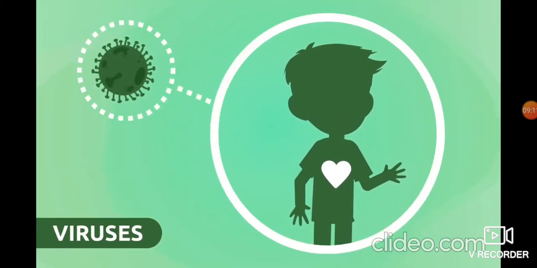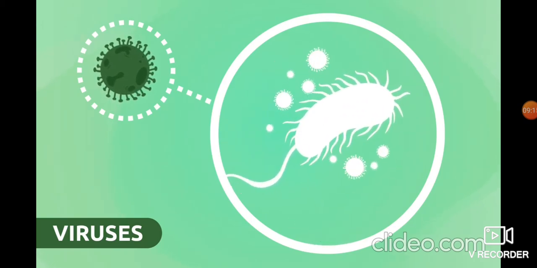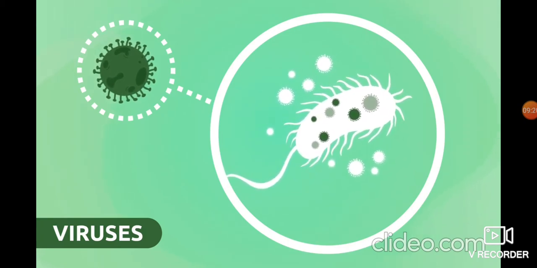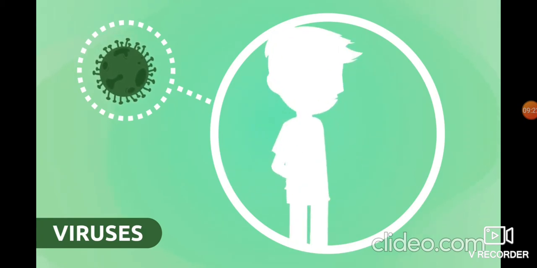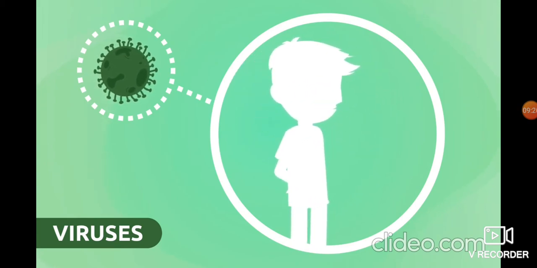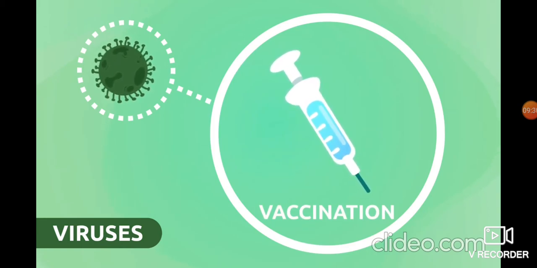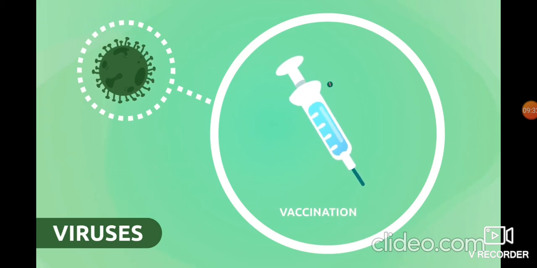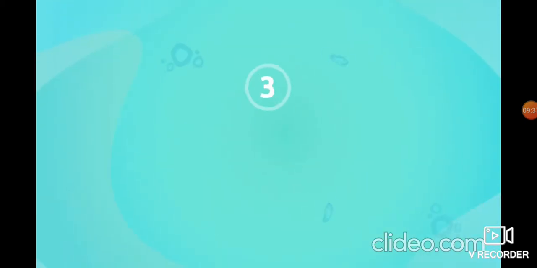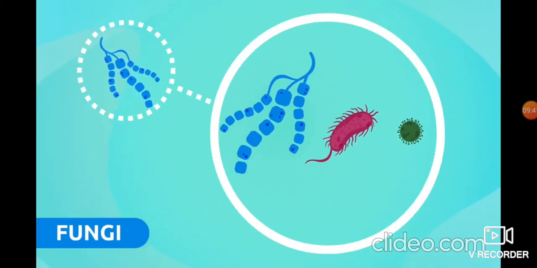Second is virus. They need some living thing on which they can spread and survive. Without a living thing, they cannot survive, they will die. They cause some diseases like polio and the common cold. To prevent them, we can use vaccination. Vaccination is not there for all the viruses, but for a few viruses we have it.